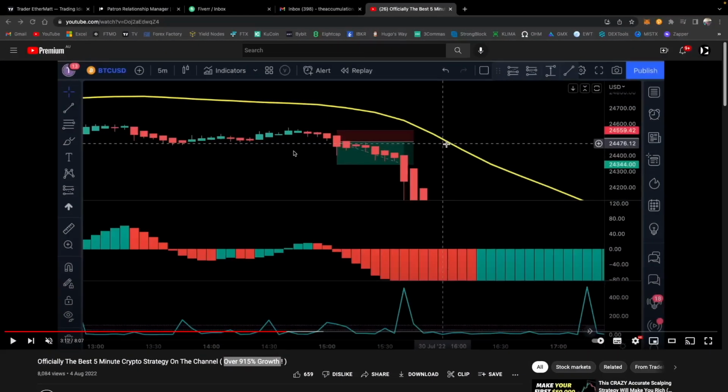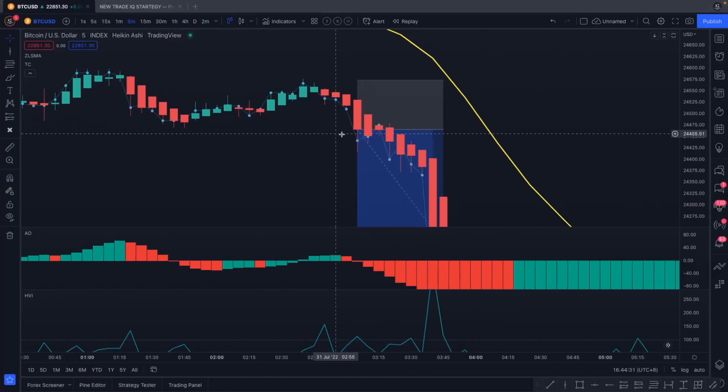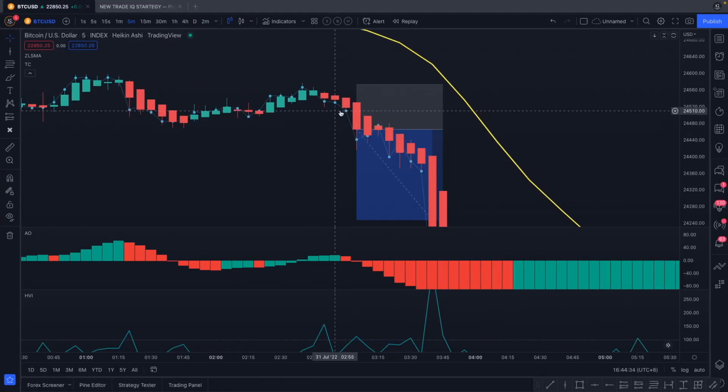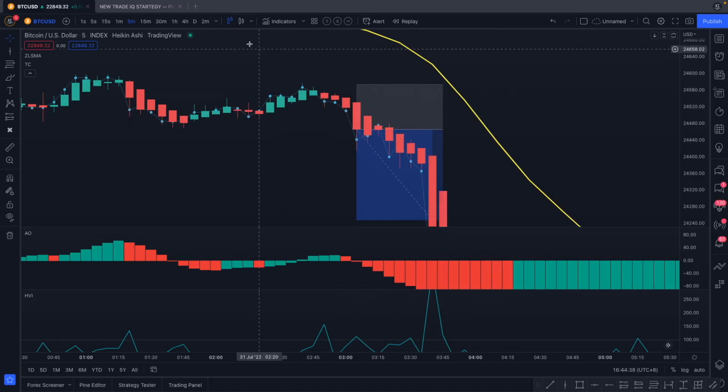So now let's have a look at this entry here. In this example, he's doing a short entry. Now let's have a look what actually happened. So first of all, we again see our blue line, which represents our real-time Japanese candlesticks candle close. So, alright, now we saw this downtick. So we had an uptick right here on the awesome oscillator.